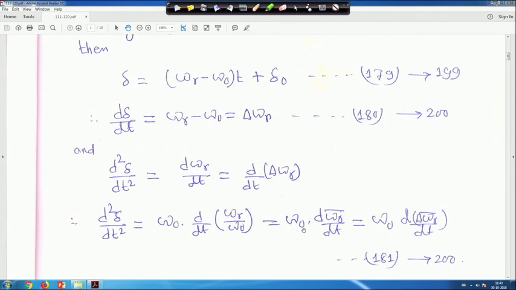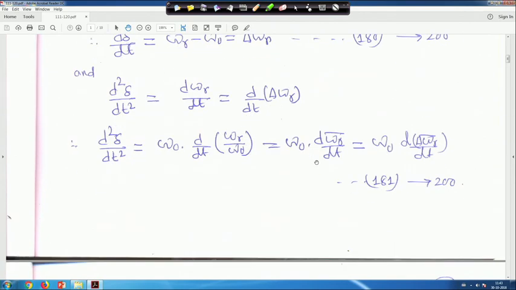From this we are writing omega 0 d/dt of delta omega r bar, which is nothing but omega 0 d/dt of delta omega bar r bar. This is equation 181, and the numbering is for my own reference because this is my class note.